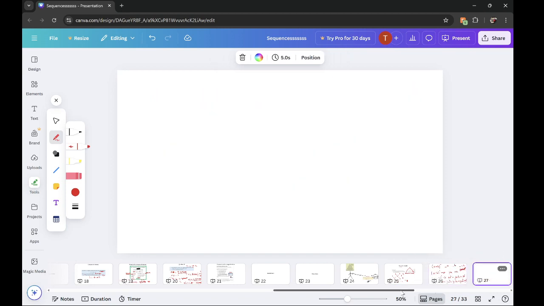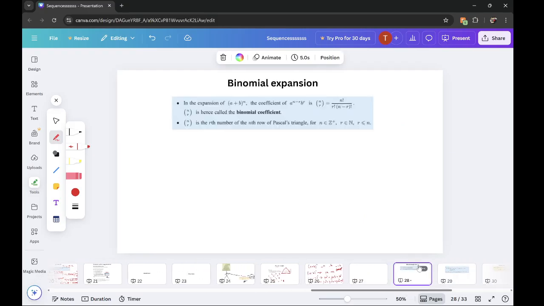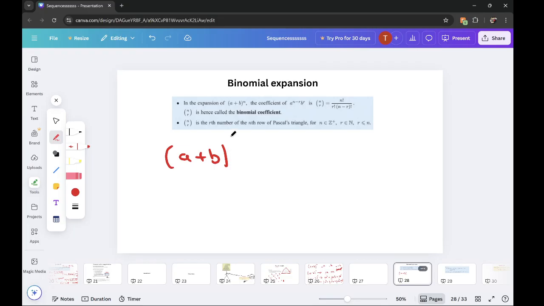Now we're going to talk about Pascal's close friend, binomial expansion. In questions, they are going to be asking you stuff like, what is the coefficient in this expansion? So this is a trial question for you. What is the coefficient in (a + b) to the power of 5? And now you're telling me that you're not going to use Pascal's triangle or binomial expansion? You can't just expand until you get the coefficient. Surely you can't do that.